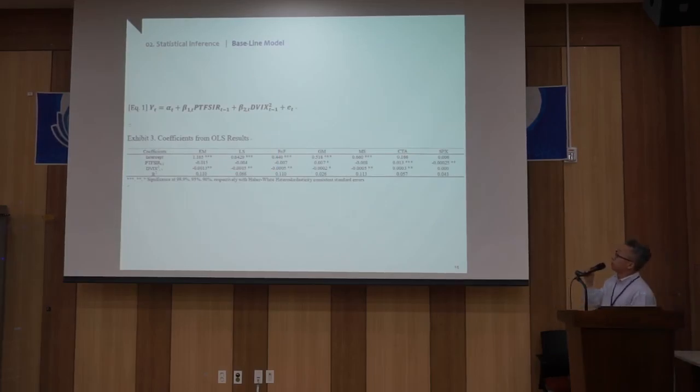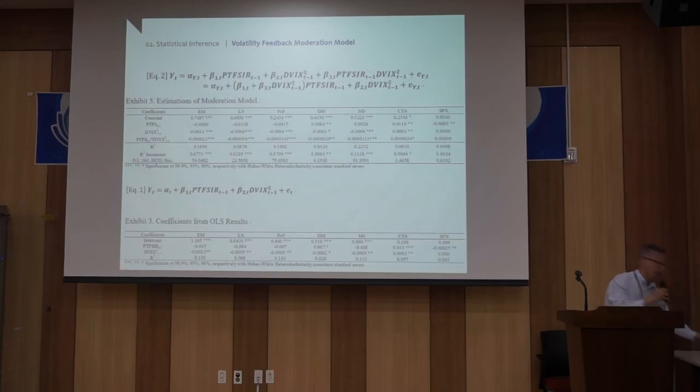This is a base model, and as you can see, the R-square is pretty low, and the intercept is pretty high. That means the model is pretty much misspecified. Equation 2 is our moderation model. I showed the base model and the moderation model, and we have an improvement in R-square and a decrease in intercept. That means the model has been improved in terms of fitting and focusing.